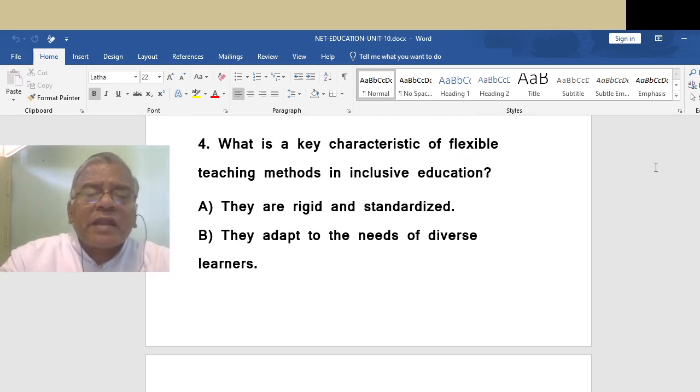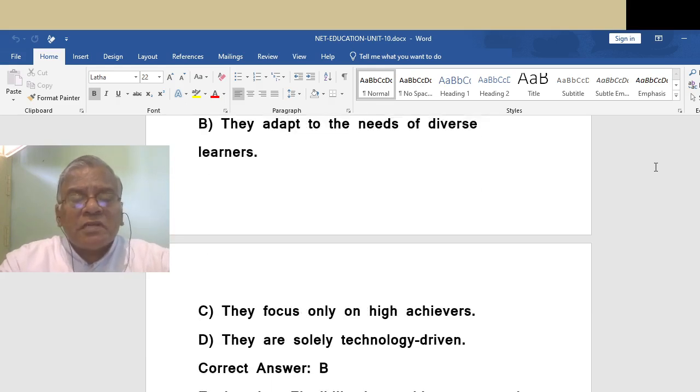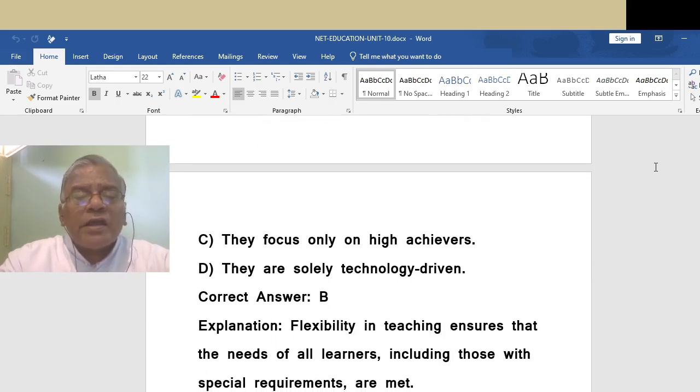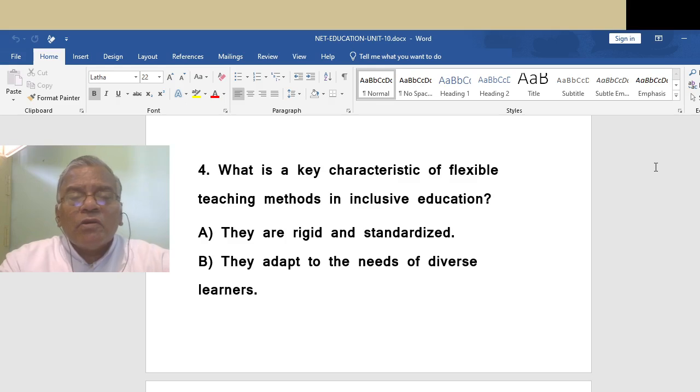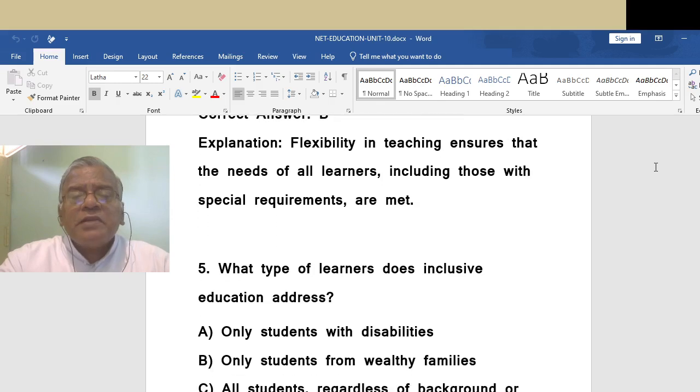What is the key characteristic of flexible teaching methods in inclusive education? They are rigid and standardized. They adapt to the needs of diverse learners. They focus only on high achievers. They are solely technology driven. So, what is the key characteristic of flexible teaching methods in inclusive education? That is, they adapt to the needs of diverse learners. Flexibility in teaching ensures that the needs of all learners, including those with special requirements, are met.